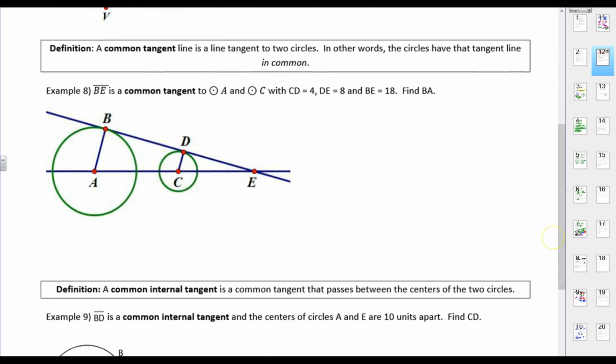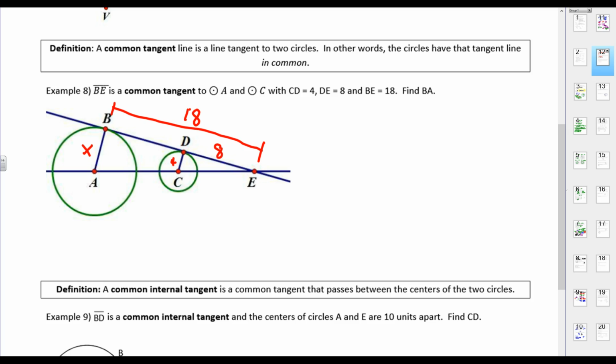We can also have common tangents to circles. So it's a line that is tangent to 2 distinct circles. In other words, the circles have a tangent line in common. So here, this is actually a common exterior tangent in this picture. And I say that BE is a common tangent to circle A and circle C with CD equal to 4. So that's the radius of that guy is 4. And DE equal to 8. BE, that's from here to here, that's equal to 18. And I want to find BA. That's what I'm missing, X.